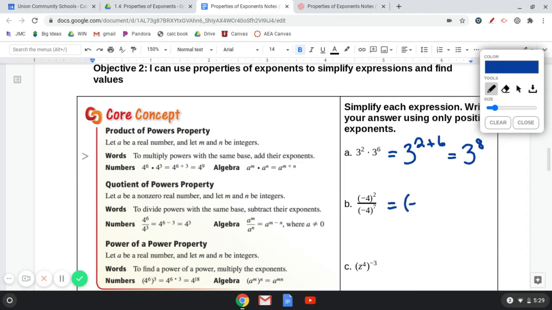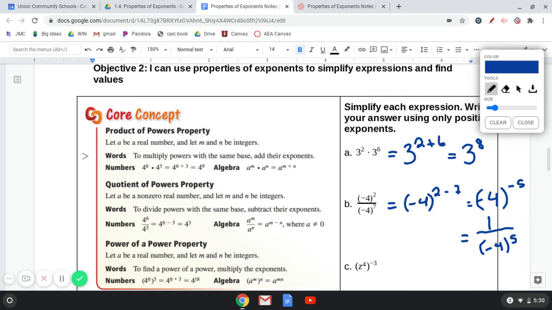So this is -4 to the 2 minus 7th power, which is -4 to the -5th power, which is equal to, I can put this base and exponent now in the denominator because this is a negative exponent. We end up with 1 over -4 to the 5th power.